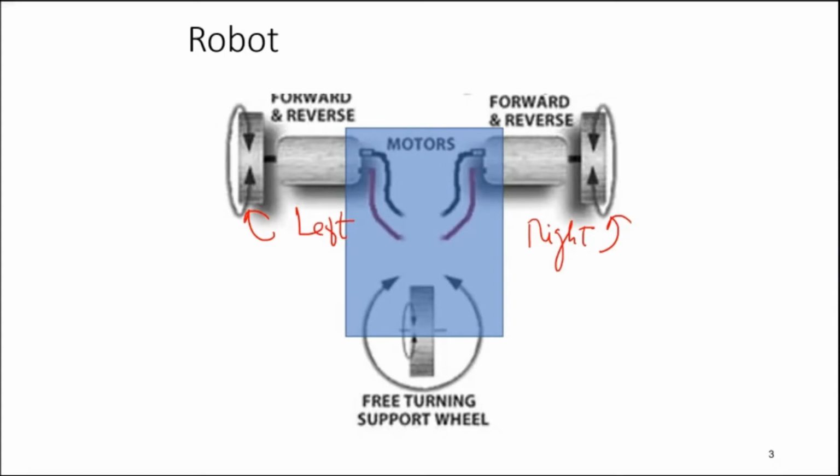And there is a free turning wheel or a caster wheel. This is called a free turning wheel because based on the power given by the left motor and the right motor, this wheel will simply move in the appropriate direction. So this is not powered by any motor. This is a free turning wheel. This can move in any direction and it can rotate in any direction. This is called a caster wheel. Now that is how we construct a robot.